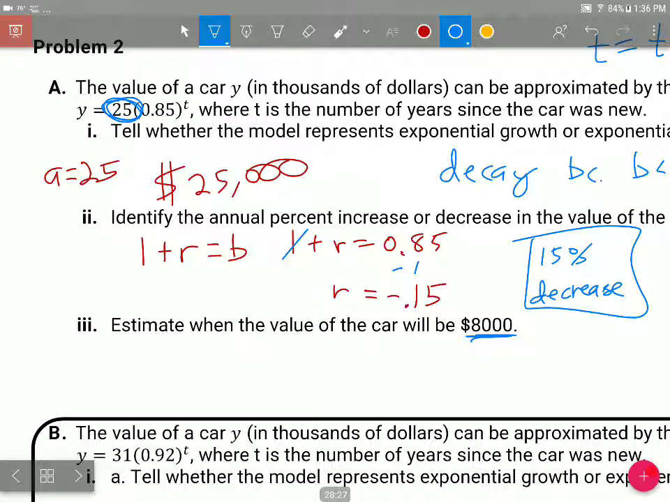You said 8,000, and you said 25 three times in a row. You're tripping. You said plug in 25. You did, you totally did. So here we go. We're going with 8 equals 25 times 0.85 to the t.